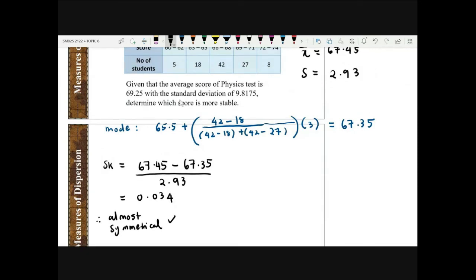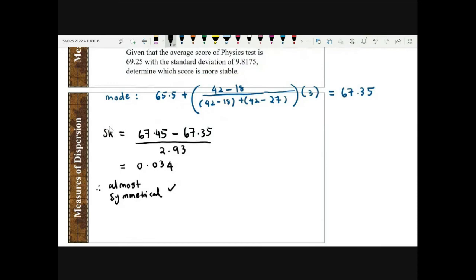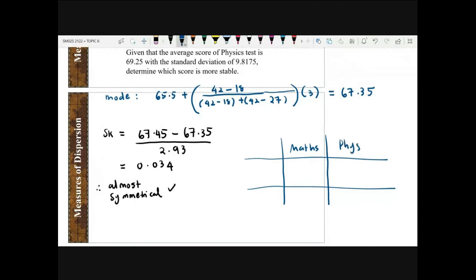Given the average score ni tadi, dia suruh pilih data mana yang lagi stable. Okay, kita list down back our data just now. Okay. We have two different data. First one is for maths. Next one would be given in the question is about physics. Dia kata dia ada average. Average is basically mean. Okay. For maths just now, mean is 67.45. Physics will be 69.25. And then kita ada standard deviation. Maths is 2.93. Physics will be 9.8175.